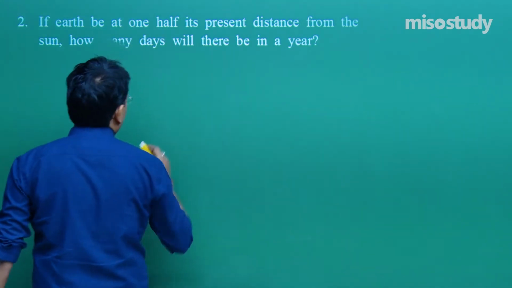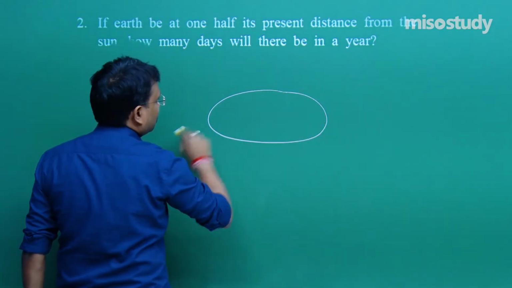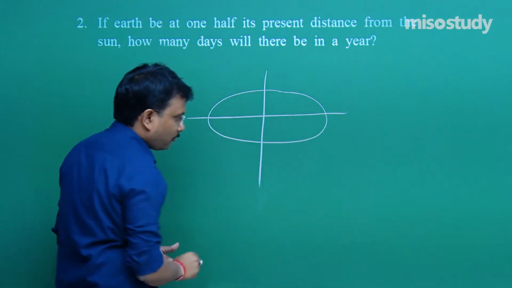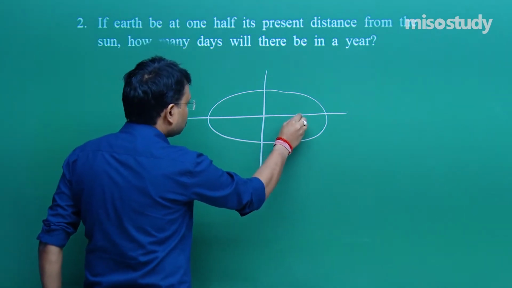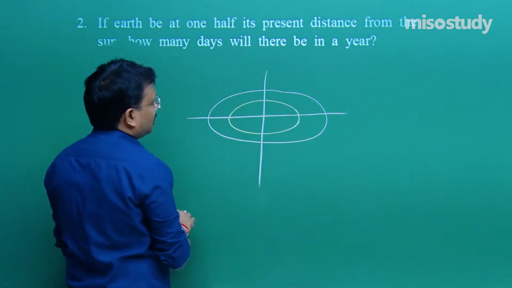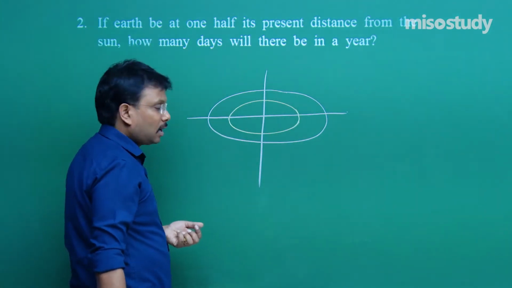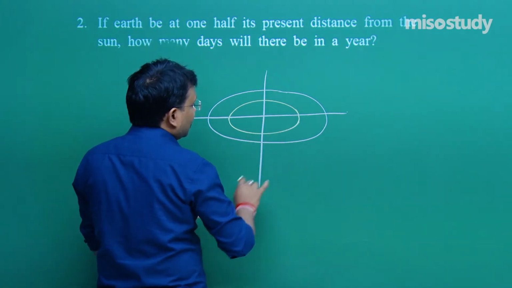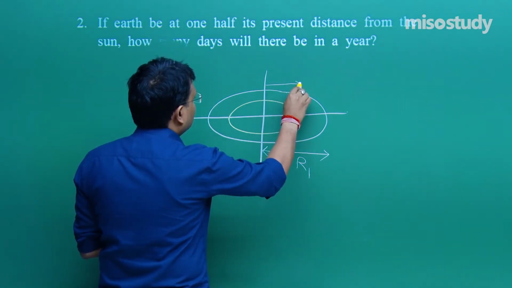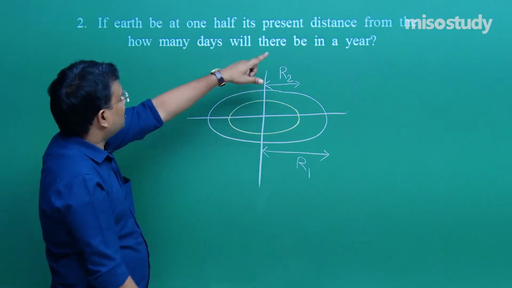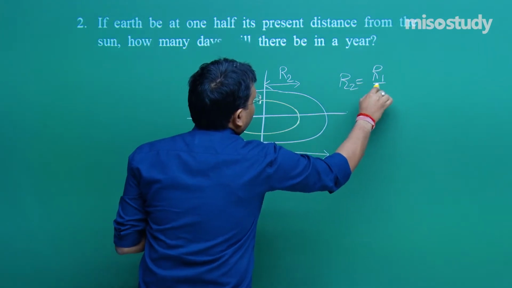Let me allow to mention it. Actually, the situation is like this. One is this white color ellipse, another is this small one, yellow color ellipse. Fine. So, initially this distance is R1 and after, R2. What is mentioned? Half. So, one thing is clear, that R2 is equal to R1 by 2.